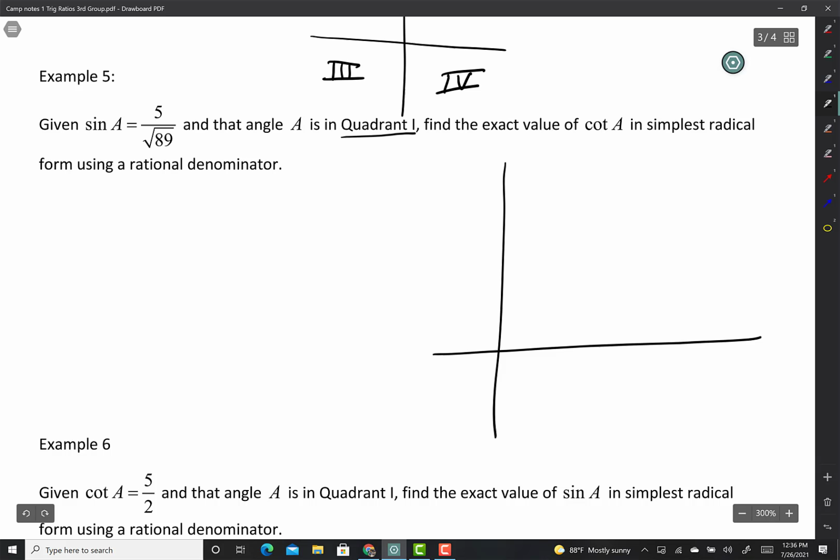Do you see how quadrant 1 is exaggerated? I just want to see quadrant 1. So now you're going to start at the origin, and you're going to draw a right triangle. And it's going to be perpendicular to the x-axis, like this.